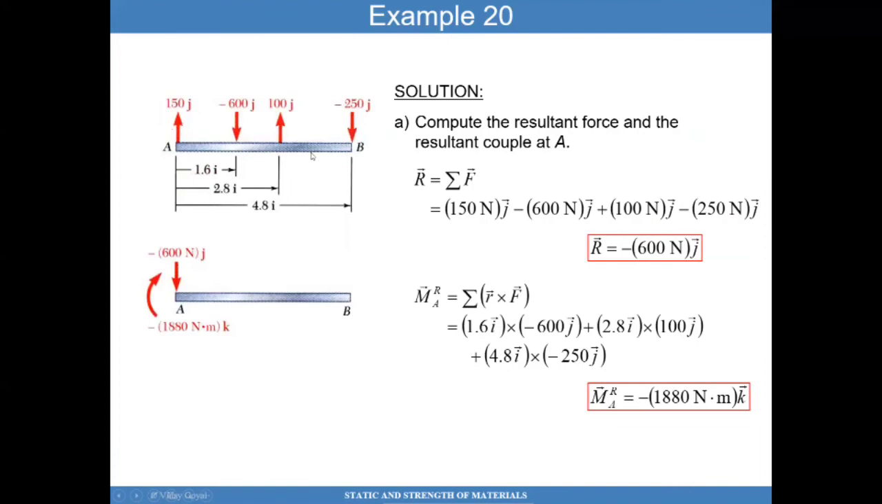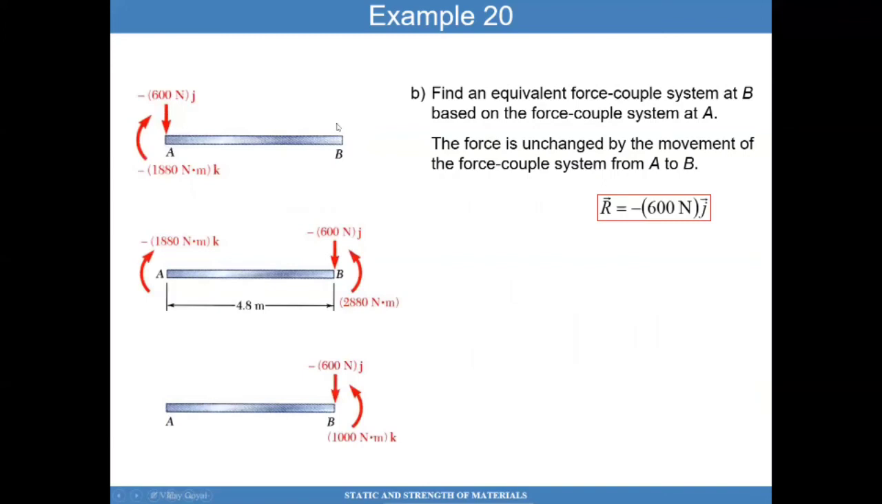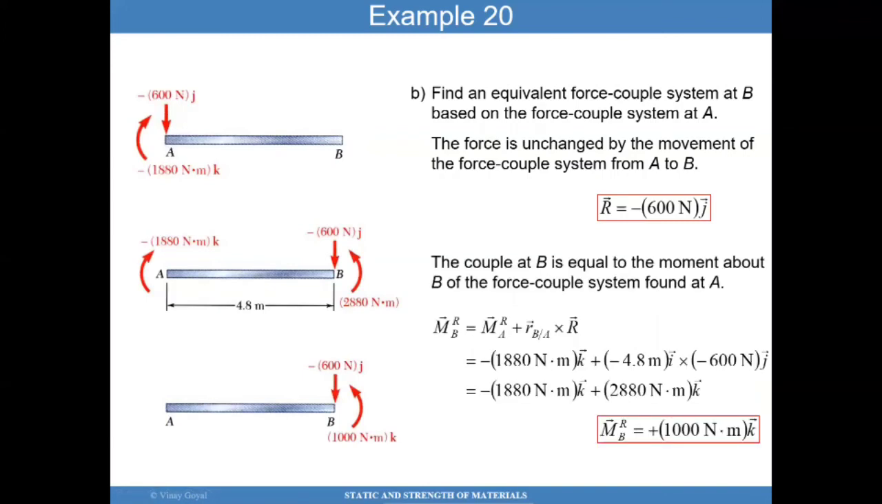And you can verify the answer by taking moments about B. If you do that, then it will be 100 times this distance, 600 times this distance, 150 times this distance. And you'll find the moment about B that'll produce the same equivalent moment system.